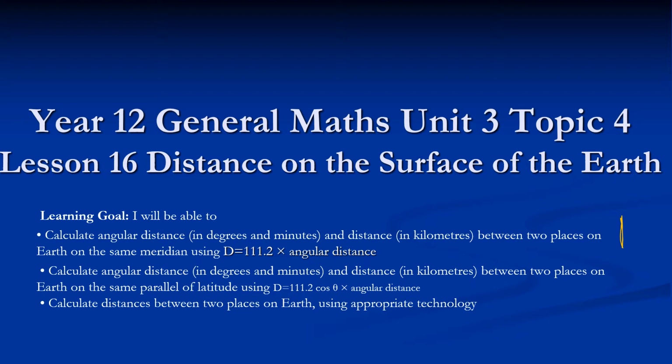Now we'll also have to calculate the angular distance in degrees and minutes and distance in kilometres between two places on the surface of the Earth using the same parallel of latitude, and this is a distance on a small circle. So we're going across, and that's going to be all except for the equator. This will still work for the equator because the cosine of 0 equals 1, but it's the same formula as before. We're just saying the distance in kilometres equals 111.2 kilometres per degree multiplied by the cosine of the angle of latitude times the angular distance. And then, yeah, that'll do us today.